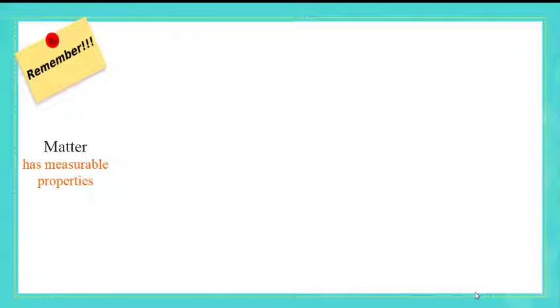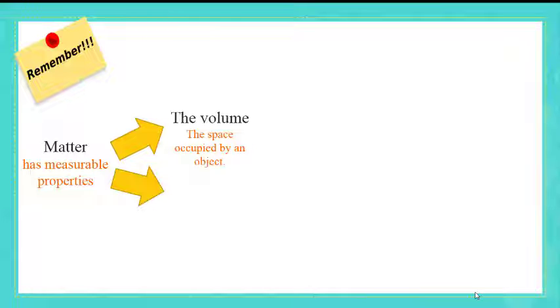As you learned in Chapter 1, matter has measurable properties. What are they? Volume and mass. Do you remember the definition of volume? Yes, volume is the space occupied by an object. What is the mass? The mass is the quantity of matter that an object contains.